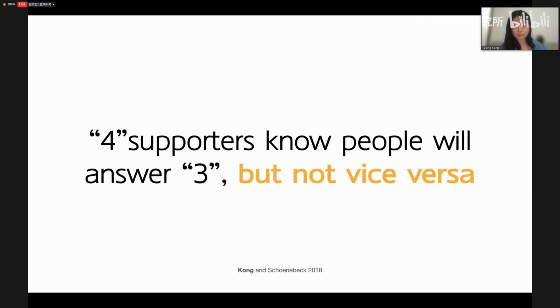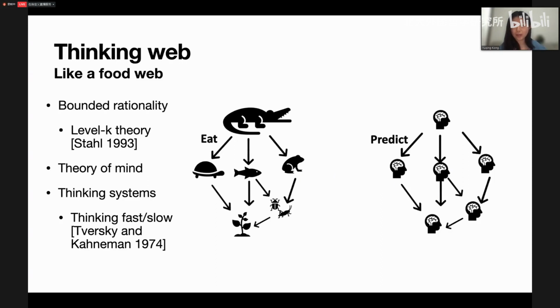And the idea we have is, regarding that math problem, the people who answer 4 know other people can answer 3 because 3 is a very intuitive answer. But for the people who answer 3, it's difficult to know that some people can answer 4. And this asymmetry is the thing we use to build our model.